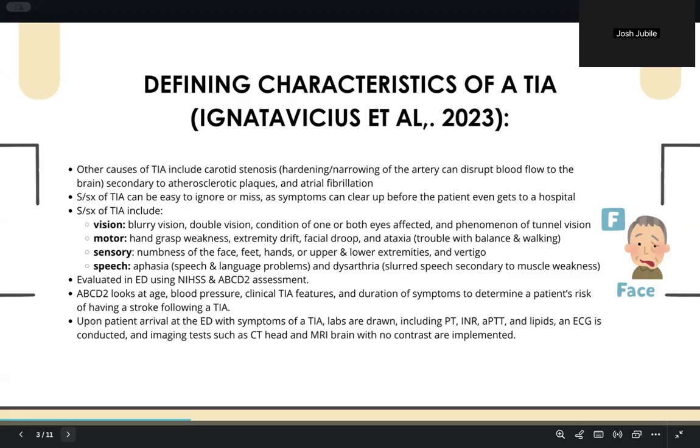And upon arrival at the ED with symptoms of a TIA, patient labs are drawn, including PT, INR, APTT, lipids as well. ECG is conducted stat, and imaging tests such as CT head and MRI of the brain with no contrast are implemented.